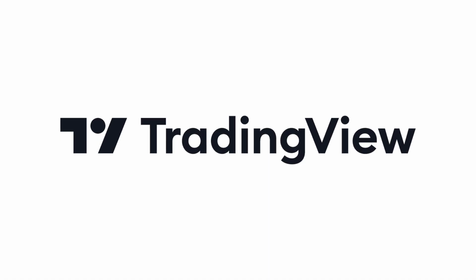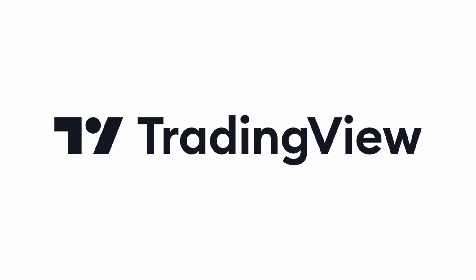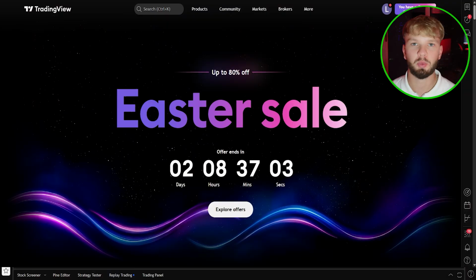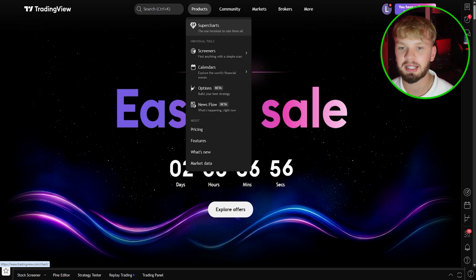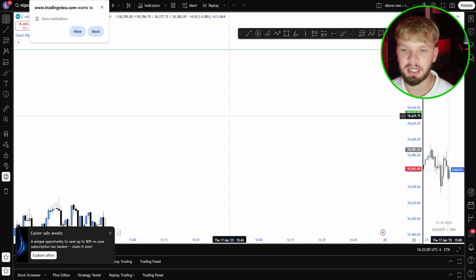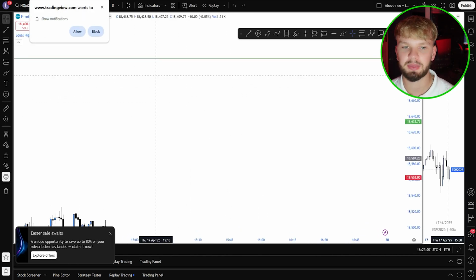Now, starting off from the very start, you're going to need TradingView. This is going to be where you're going to enter into the market, and most importantly where you're going to do your analysis. So let's jump straight into it. When you open up tradingview.com, you have a page that looks like this. What you want to do is go to products and click Supercharts. Then right here you will get a chart that will look something like this.